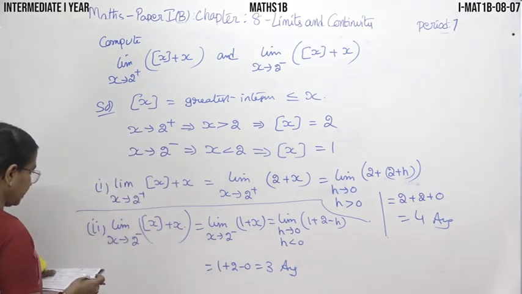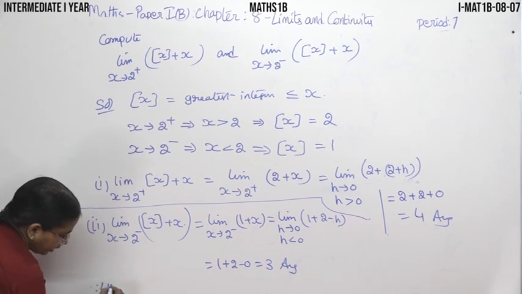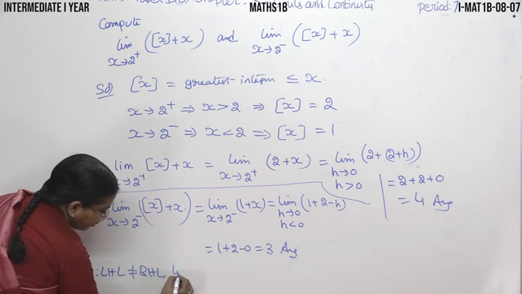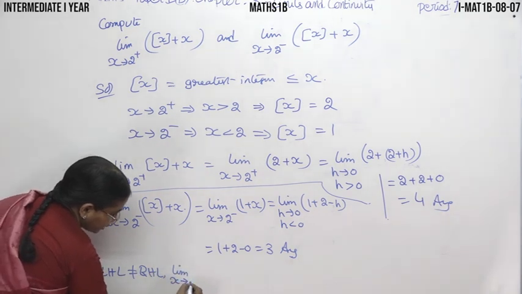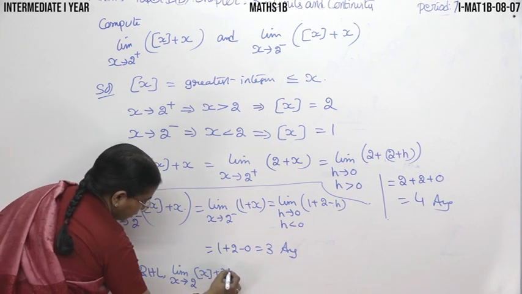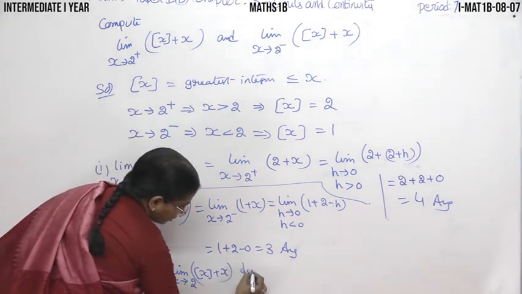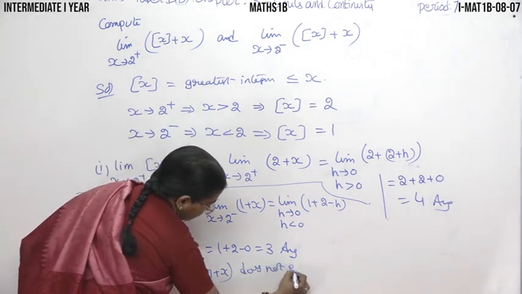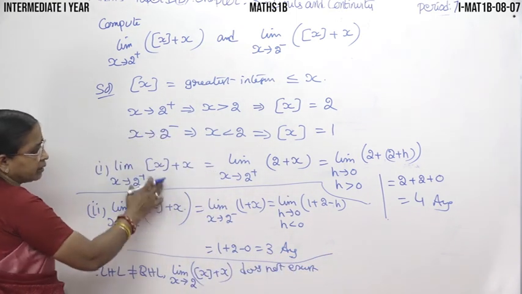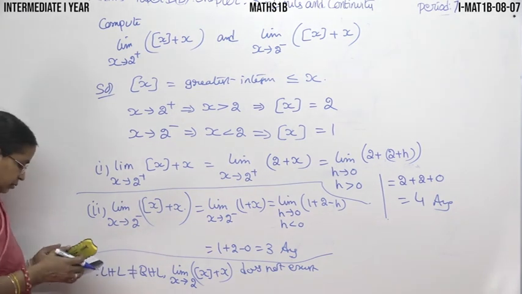So we can conclude that since left hand limit is not equal to right hand limit, the limit x tending to 2 of step x plus x does not exist. This is not asked in the question, only these two were asked. But because we observed that the left limit and right limit are not equal, we are concluding like this.